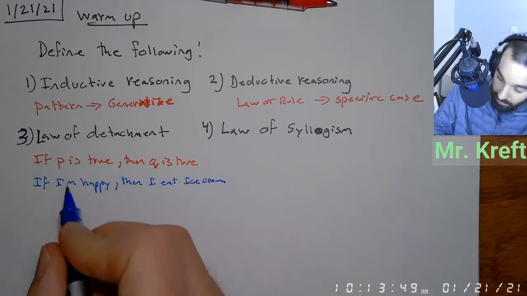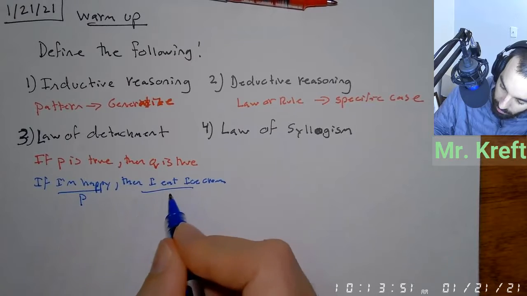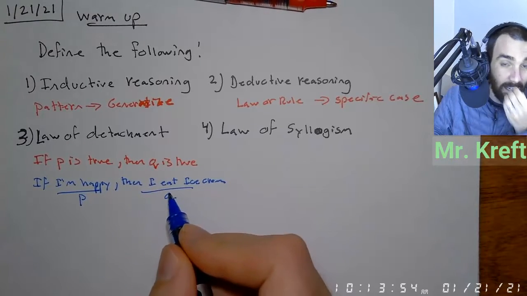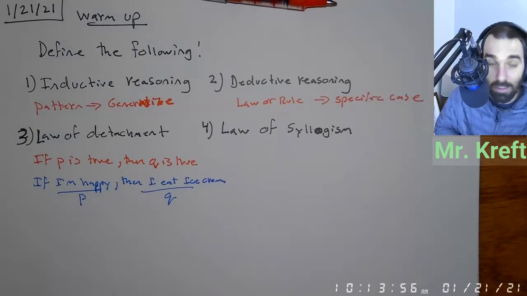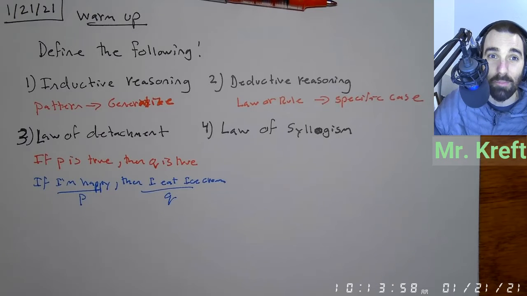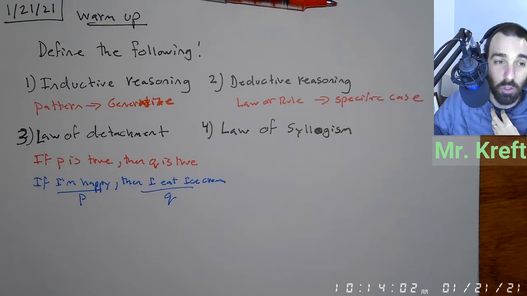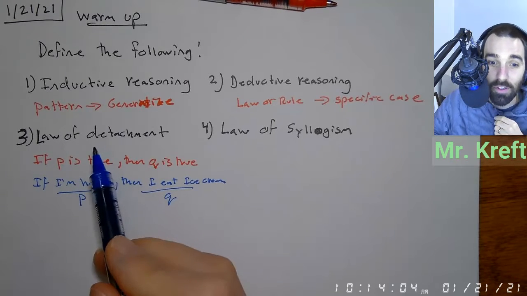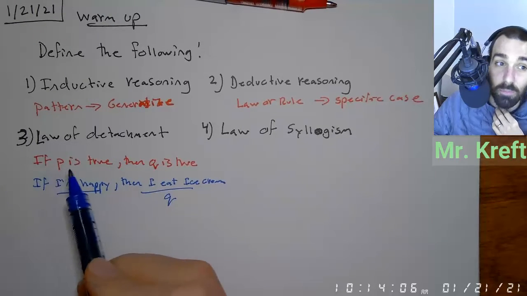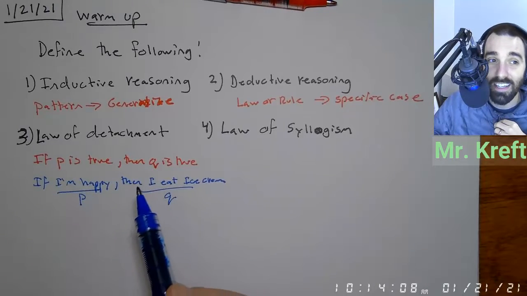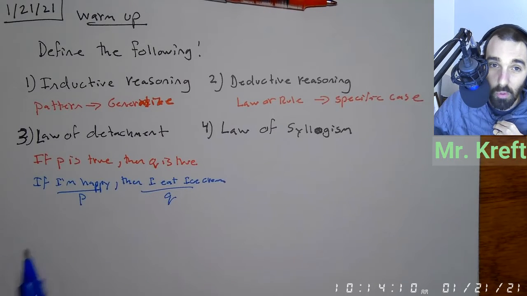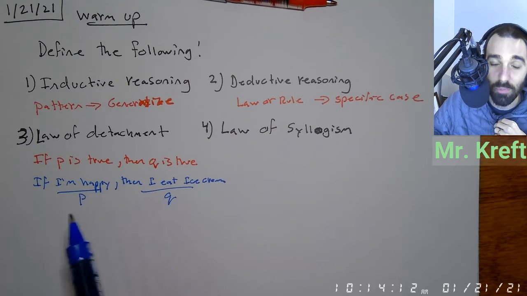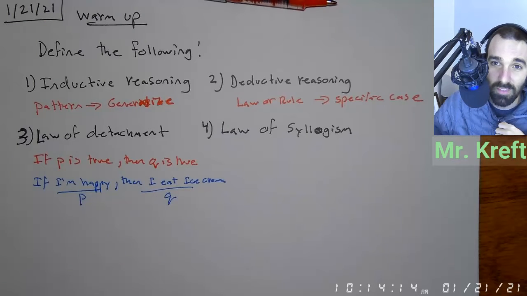But what it doesn't say, because this is our P and this is our Q, is that if Q is true, if I eat ice cream, that doesn't mean I'm happy. It could mean that I'm eating ice cream and I'm really sad, and I'm trying to get the ice cream to cheer me up. So it's really important for the law of detachment. It says if P is true, then Q is true. It doesn't say if Q is true, P is true.